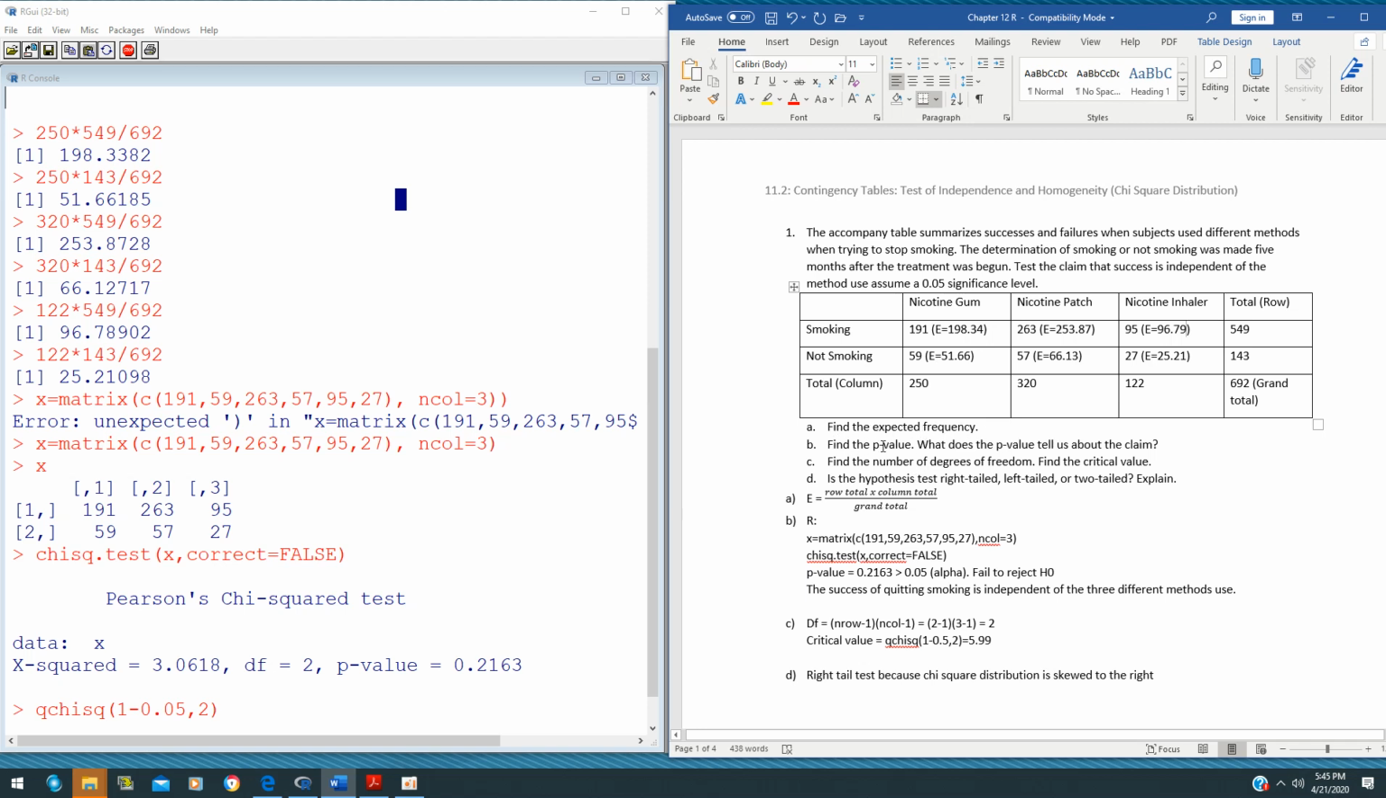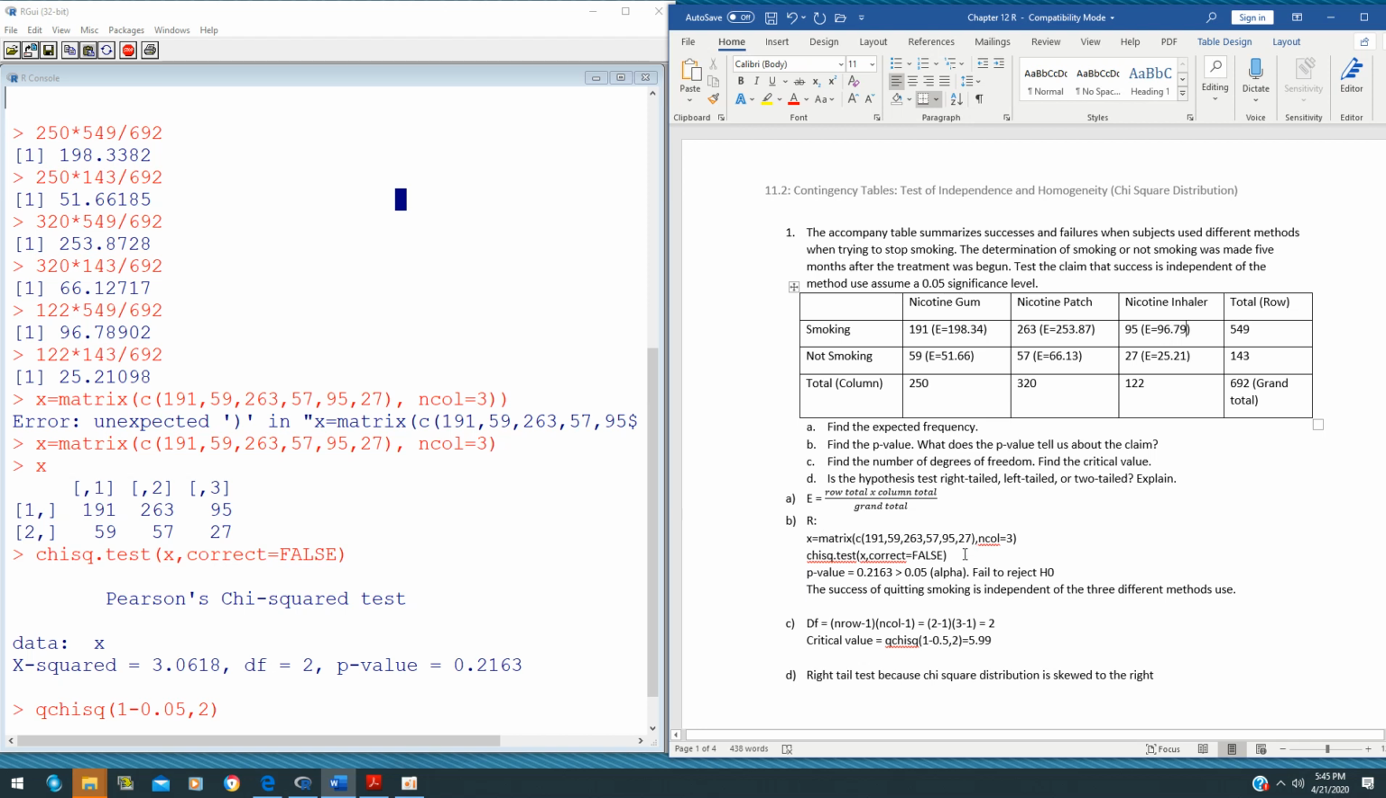Okay. In B, they ask you to find the p-value, and what does the p-value tell us about the claim? In order for us to find the p-value, you have to build your matrix first. So X equals matrix C. Now how do you read this? You read it down. So you read 191, 59, and do not include your total, because that is not your observed frequency. Then you go to the next column, 263, 57, 95, 27. Again, you do not include any total. The row totals, grand total, and column totals do not go in your matrix.